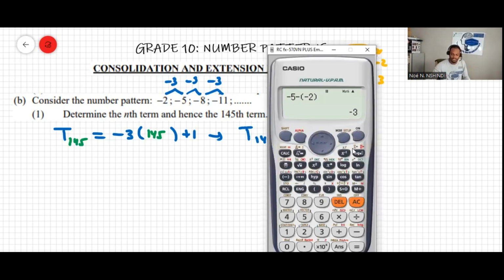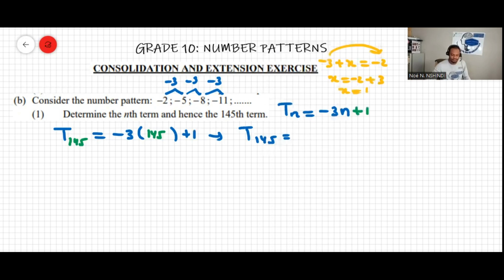-3 multiplied by 145, plus 1, and this is equal to -434.